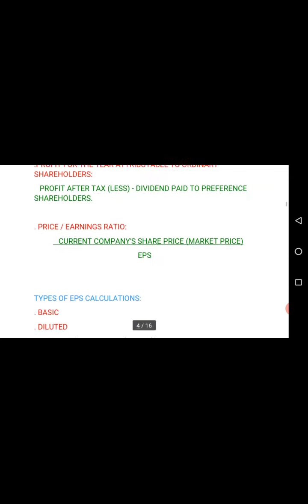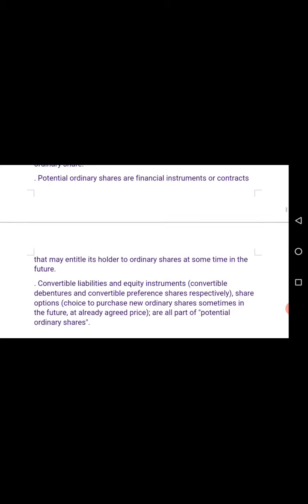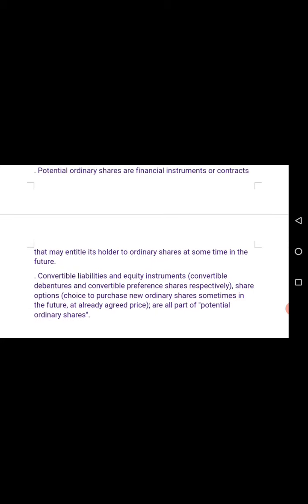So going back to where we stopped here, it says both types of calculations of EPS differ when there is a potential ordinary share. Potential ordinary shares are financial instruments or contracts that may entitle its holders to ordinary shares at some time in the future. That is why it is convertible. It can be converted to ordinary shares in the future.